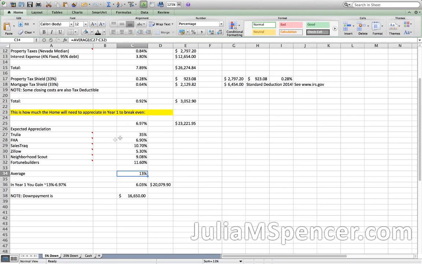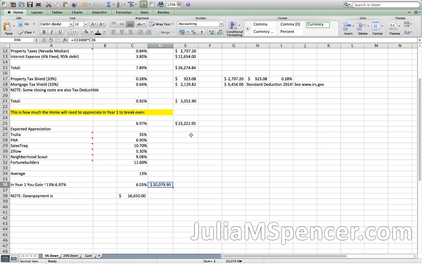I tried to stay with about 1 year. Most of these are 1 year where I could get just 1 year. And this is the average of all these numbers. So in 1 year, if your gain is 13% on this house and your cost of home ownership is 6.97%, you would have had a gain in the first year of 6.03%, which would translate to roughly $20,000.